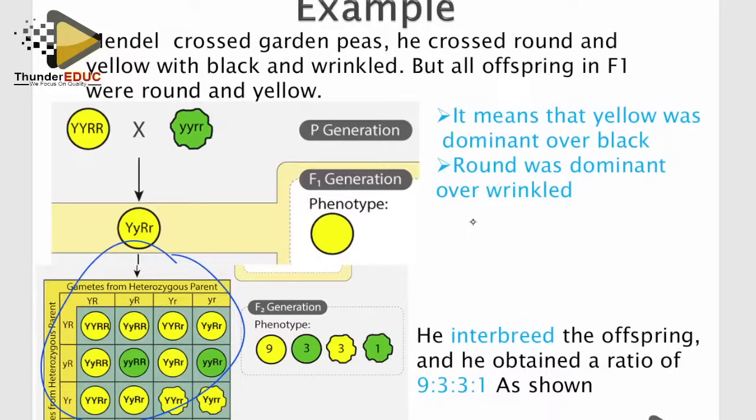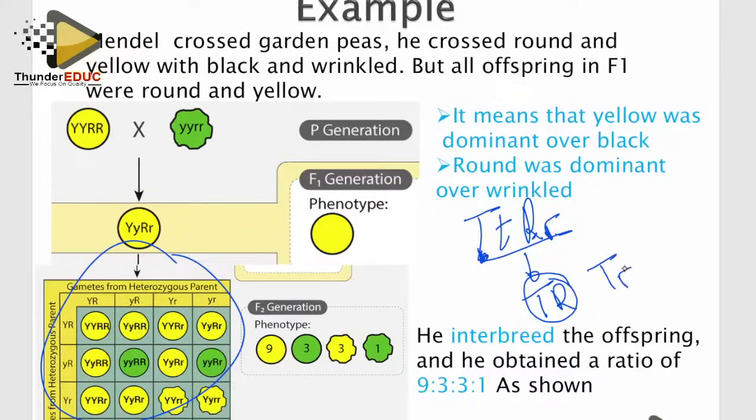For example, something like this. If I have capital T, small t, capital R, small r, and ask you what are the gametes there. Obviously, this is gonna go with this. So I'm gonna say capital T, capital R. That's the first gamete. Now this one with this, gonna be capital T, small r. You circle them. Then this with this is gonna be small t, capital R. Then this with this, small t, small r.